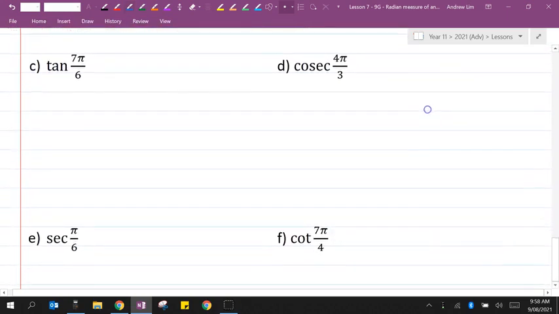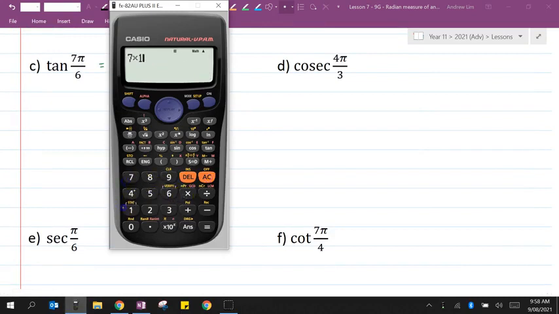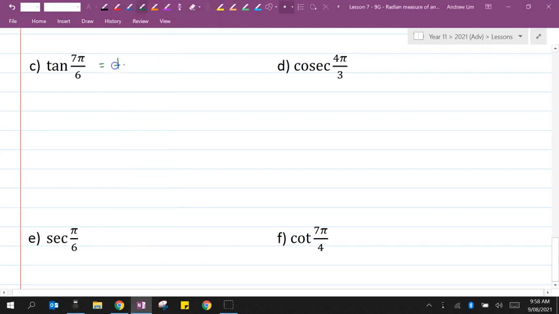Right, question C. Tan of 7π on 6. Again, I'm just going to convert this to degrees. So we have 7 times 180 divided by 6 is 210. Tan of 210 degrees.